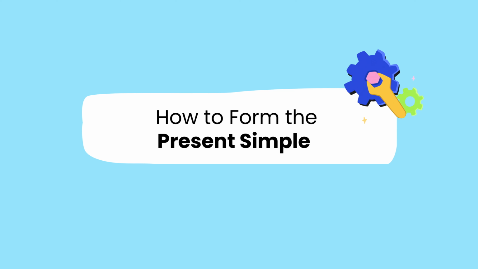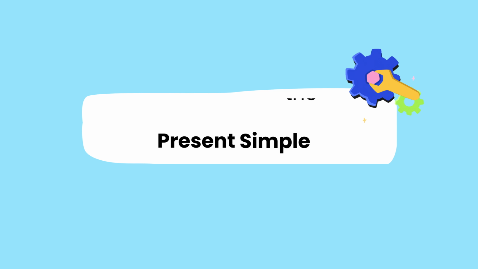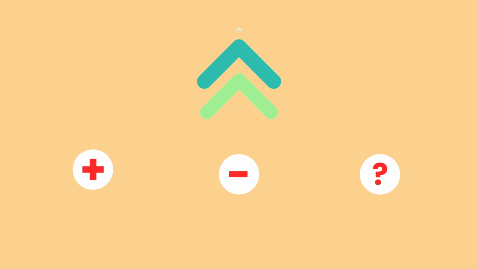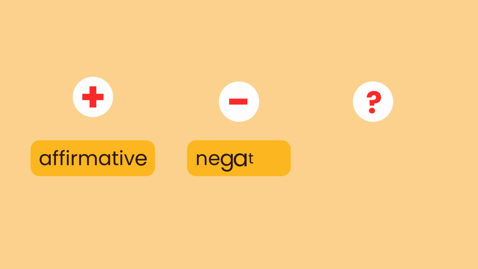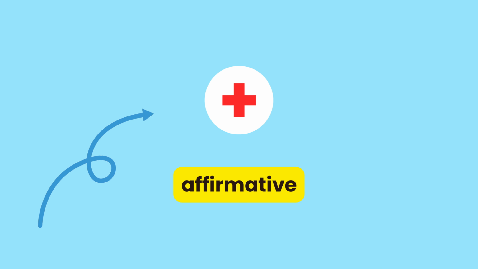How to form the present simple. The present simple is easy to form. Let's look at how we make affirmative, negative, and question sentences. First, let's look at the affirmative form of the present simple.